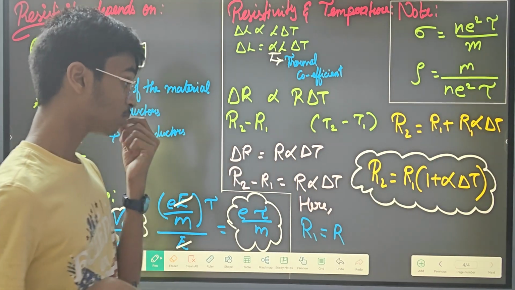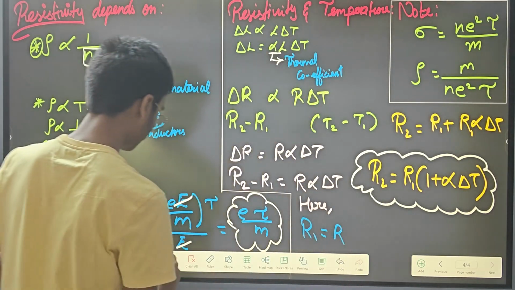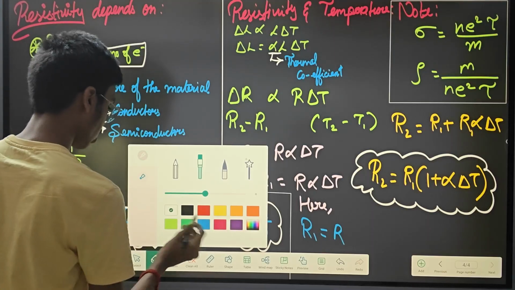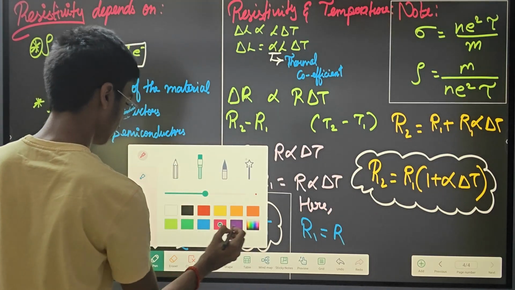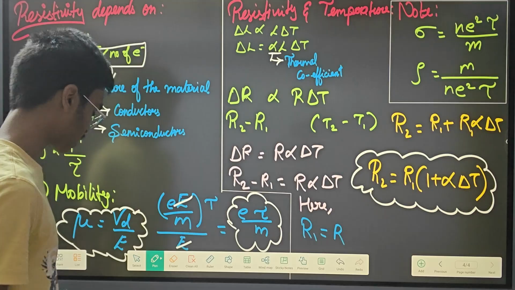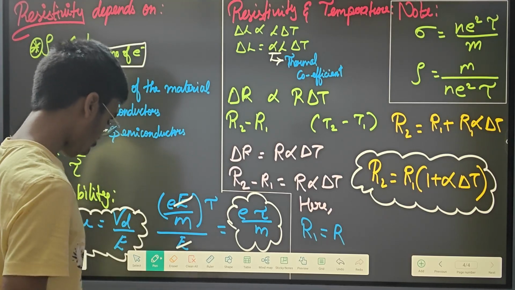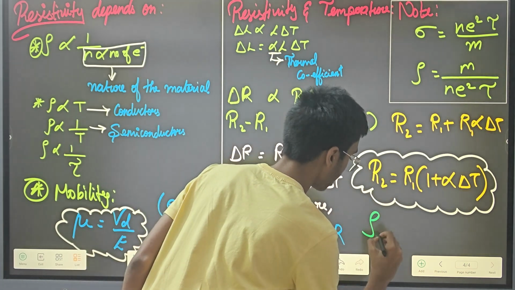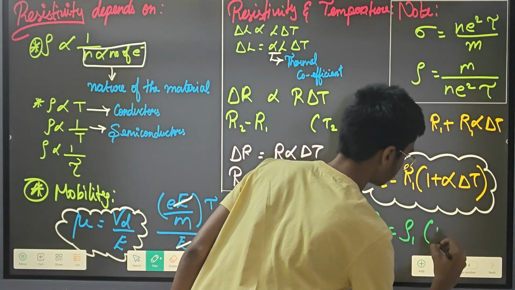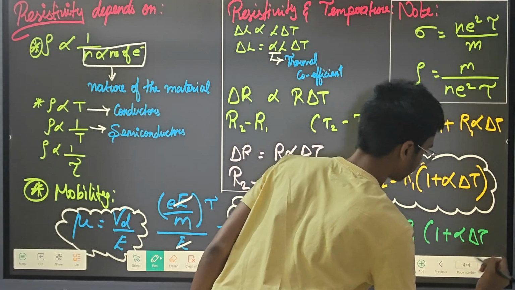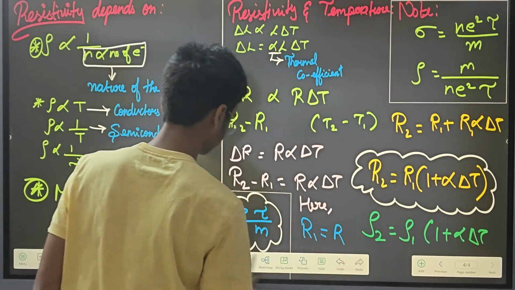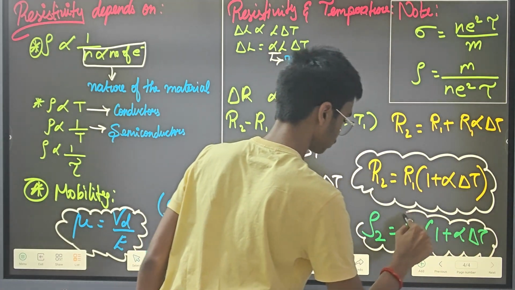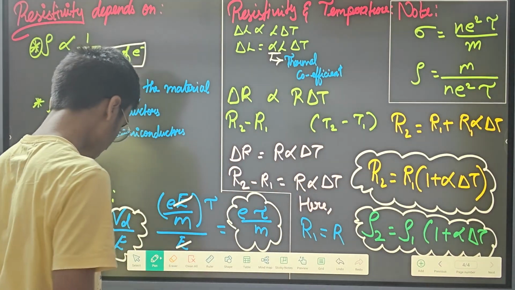Okay, so this is a very important formula. Like this you can do. Or instead of that, this is actually a major formula. Instead of that, there is another formula that you have to remember. That's going to be resistivity. All you have to do is, in place of resistance, substitute resistivity. So R2 is equal to R1 into 1 plus alpha delta T. This is with respect to resistivity.